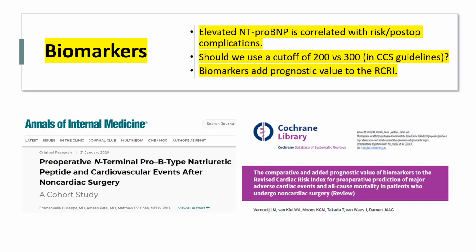So the question is, should we use 200 or 300 as a cutoff? Dr. Giuseppe was actually the lead author of the Canadian guidelines. I think when they revise their guidelines, we'll probably see it drop to 200.